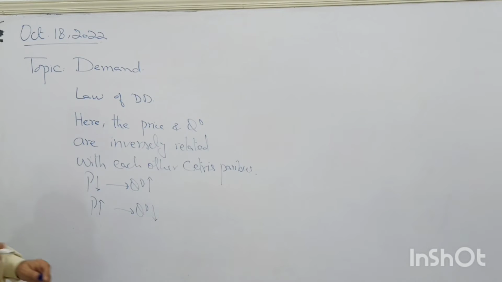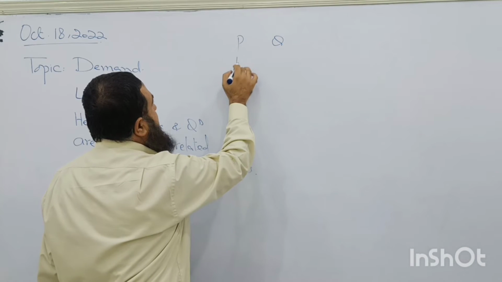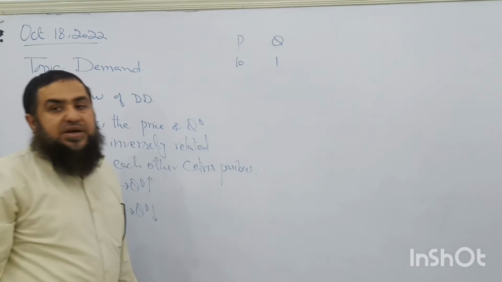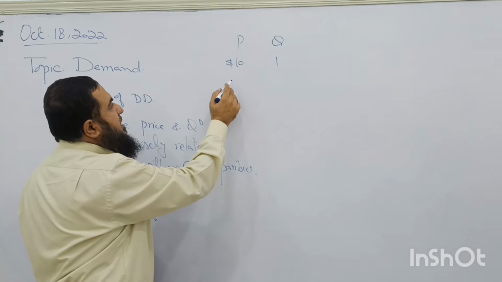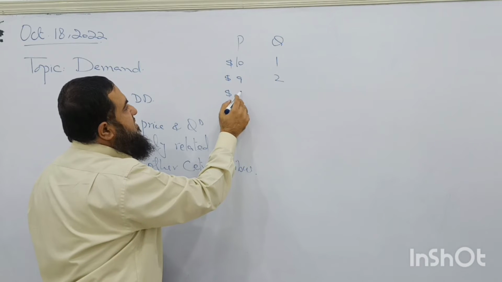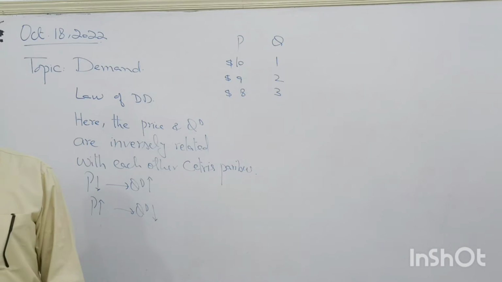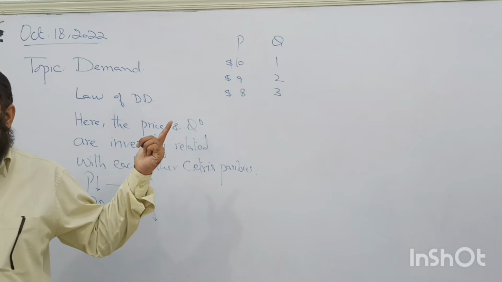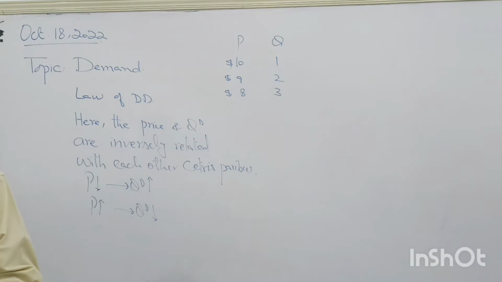Clear? Now here I am taking the values, price and quantity. When price is 10, 1 unit is demanded. You can see this is a $10 price. When price is $9, 2 units are demanded. When price is $8, 3 units are demanded. This is an individual demand schedule. Single person demand. When price is falling, he is going to increase the quantity demanded.